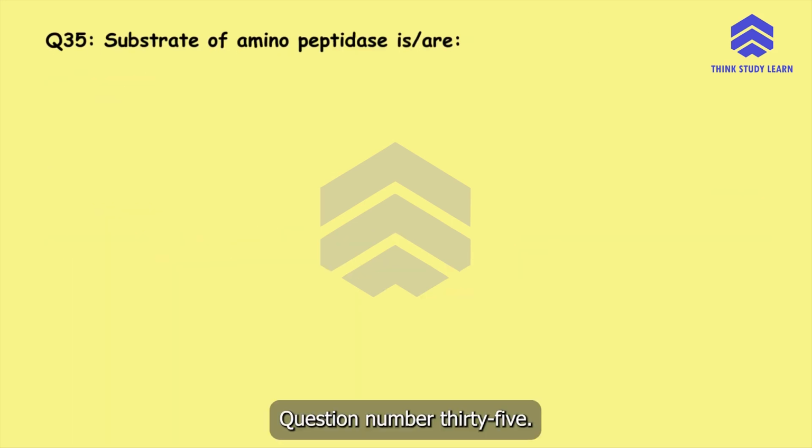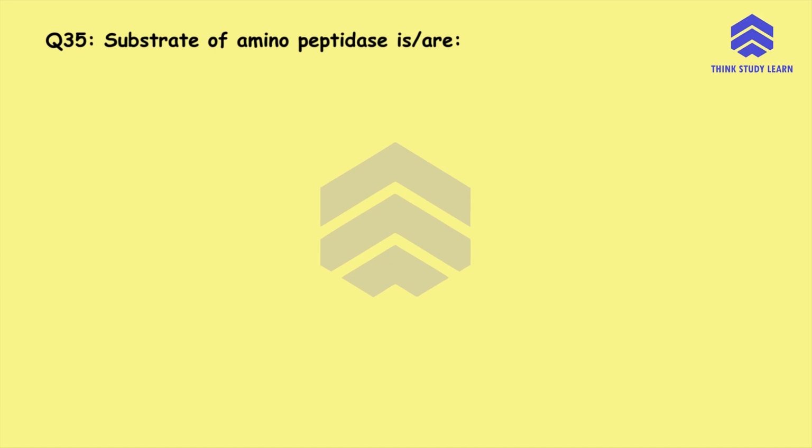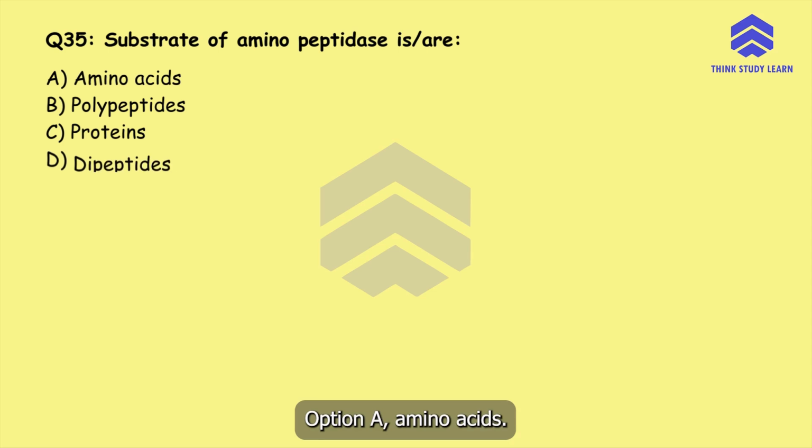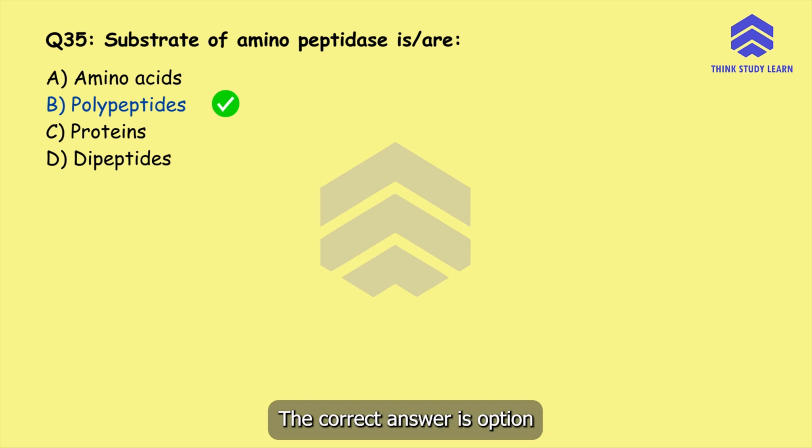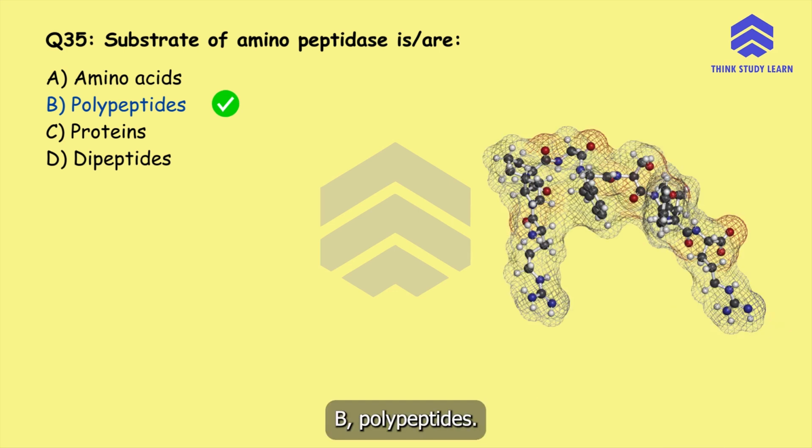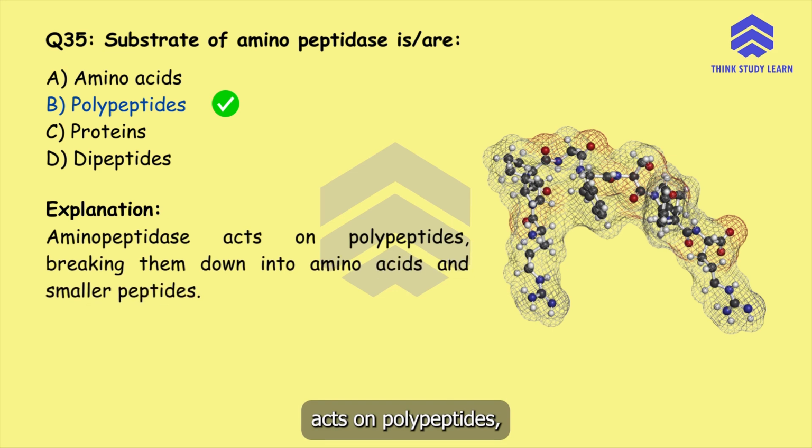Question number 35. Substrate of aminopeptidase is or are option A, amino acids, option B, polypeptides, option C, proteins, or option D, dipeptides. The correct answer is option B, polypeptides. Aminopeptidase acts on polypeptides, breaking them down into amino acids and smaller peptides.